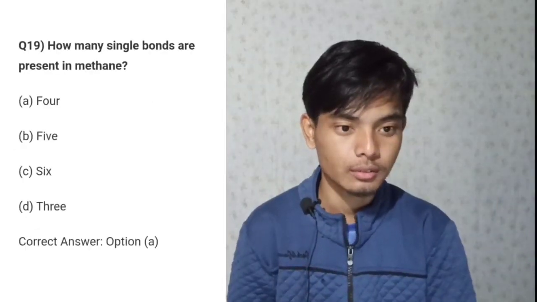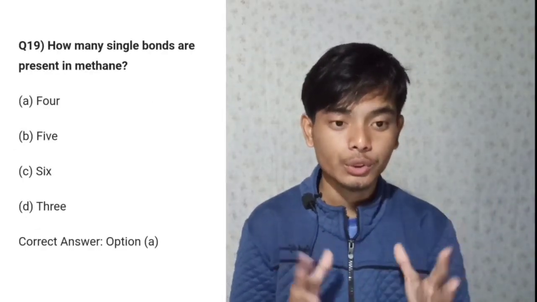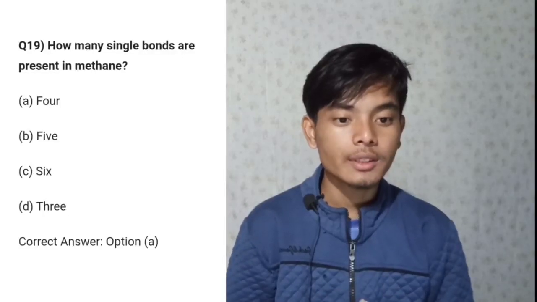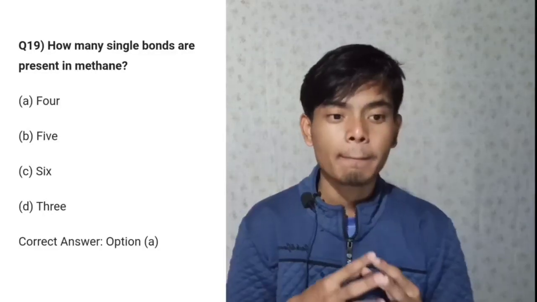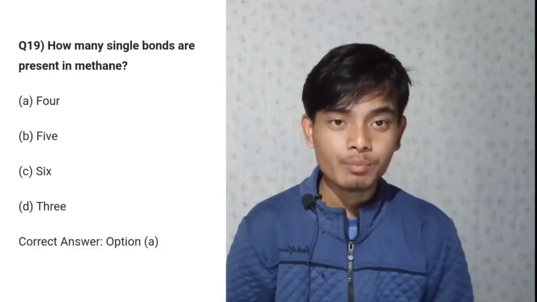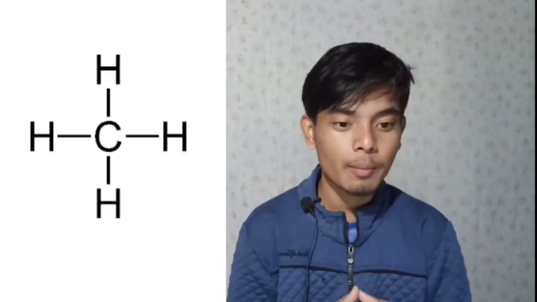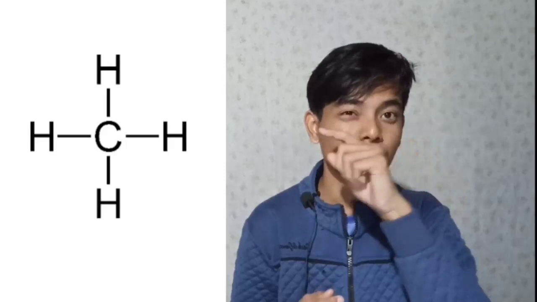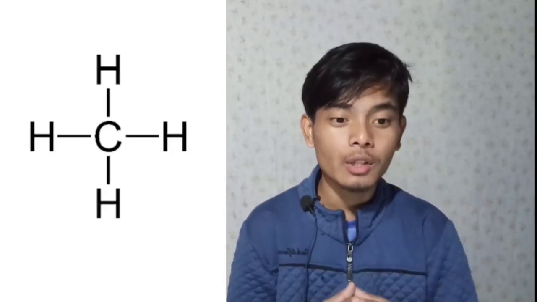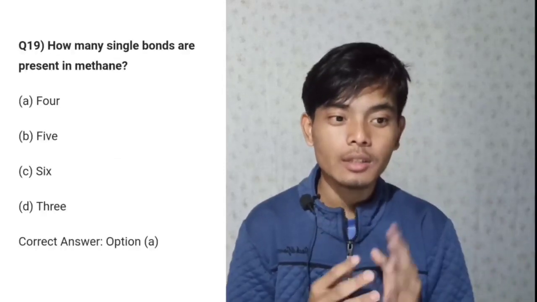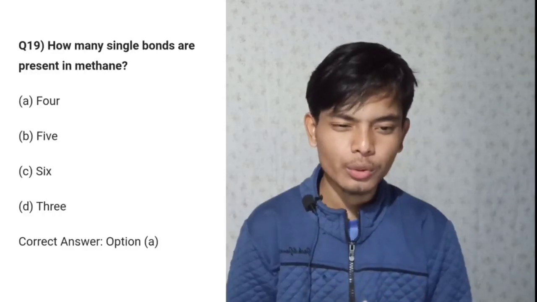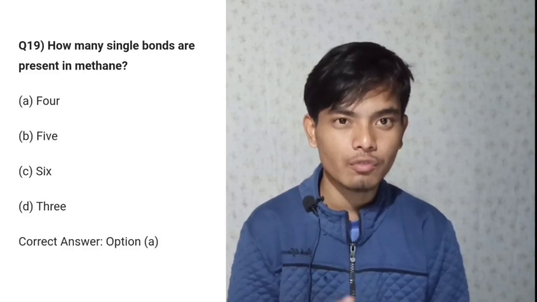Next question. Question number 19. How many single bonds are present in methane? How many single bonds does methane have? You can look at the structure I have shown. If I count, 1, 2, 3, 4, we see a little line each. So in methane we get 4 single bonds. So your correct answer is option A, 4 bonds.